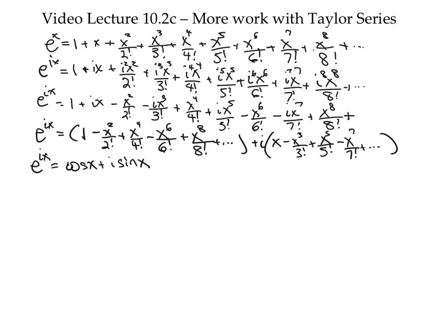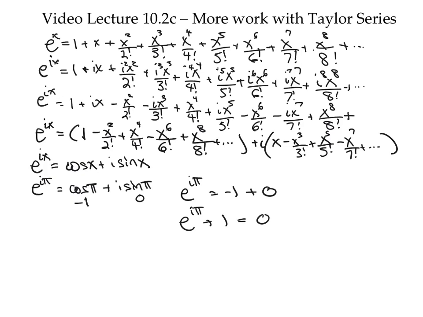To make it even more clear, let's substitute pi in for x. Now we know cosine of pi is negative 1, and sine of pi is 0, so we get e to the i pi is negative 1 plus 0, or if we want, e to the i pi plus 1 equals 0. And this is really cool because it takes the 5 most important constants in mathematics, 0, 1, i, pi, and e, and has them all connected in a single equation. I think that is pretty darn cool.